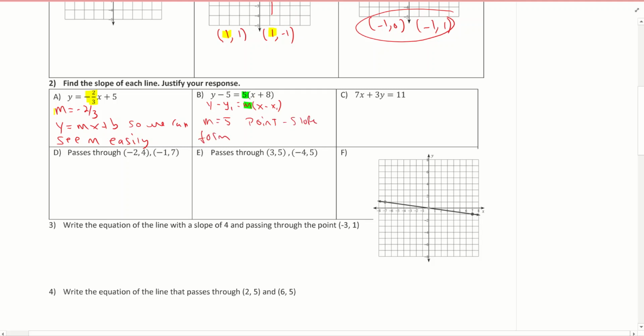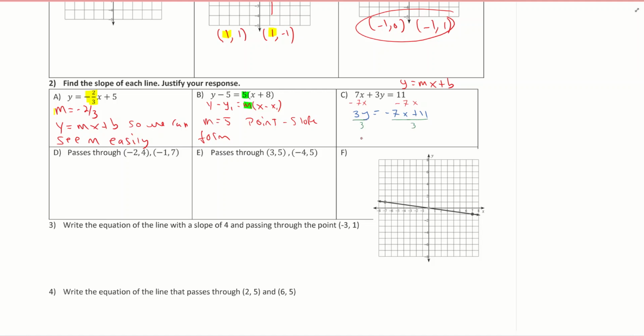Okay, and then the next one, right now it's in standard form, so we can't really see the slope, so we need to get it to be in slope intercept form, and we're going to do that just by solving for y. So we're going to move this x over, and we're going to get 3y equals negative 7x plus 11. And then we're going to divide by 3.